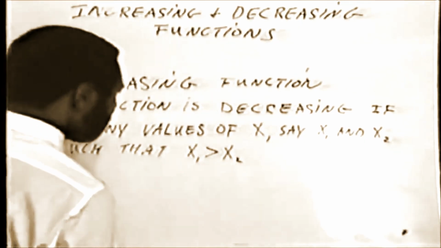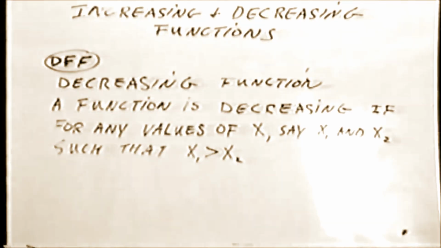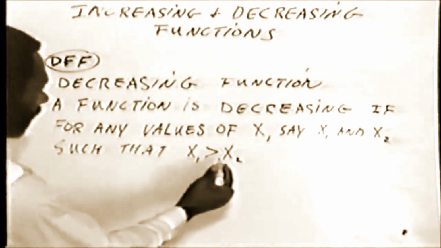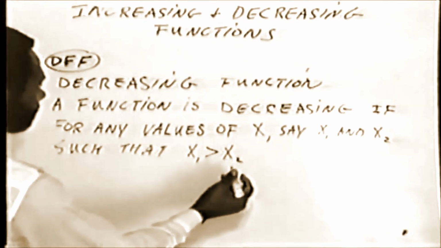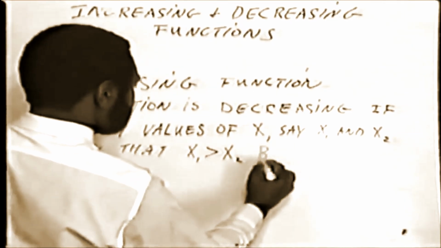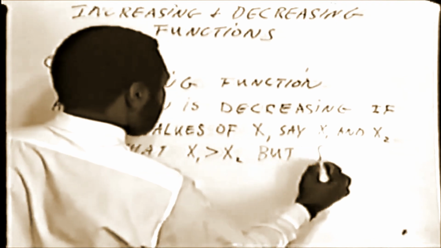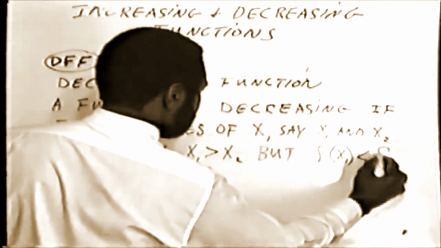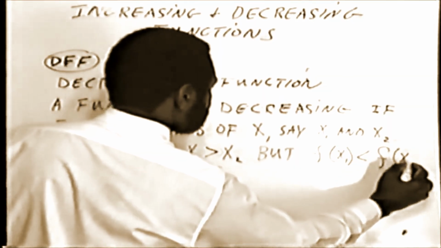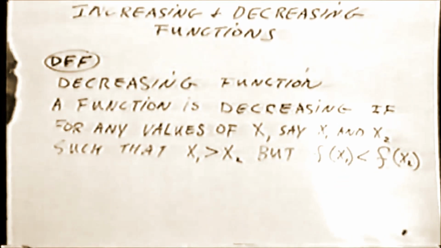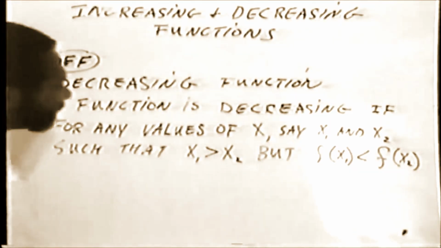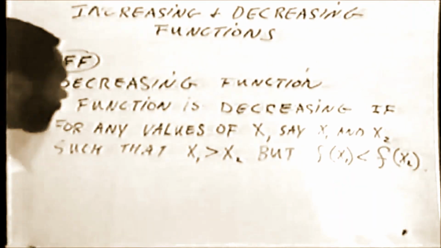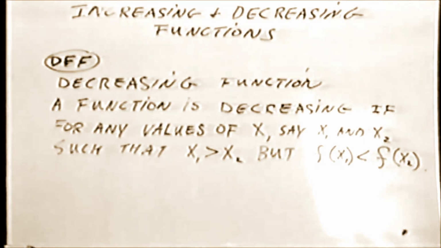But it doesn't end up the same way as the definition of the increasing function. We have x1 is greater than x2, but f(x1) is less than f(x2). This is the definition for a decreasing function. This is the algebraic definition of a decreasing function.